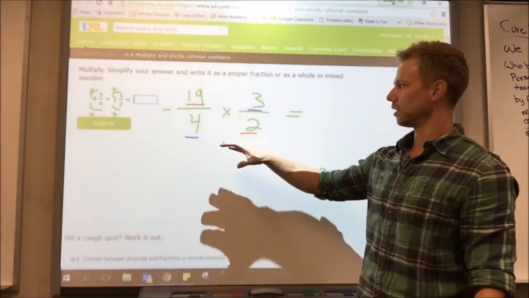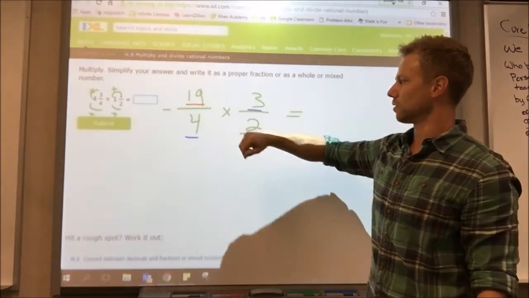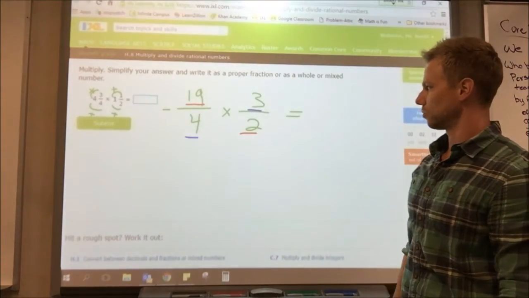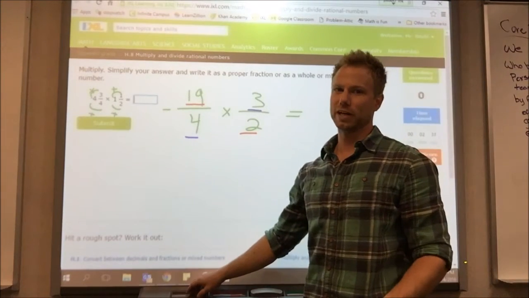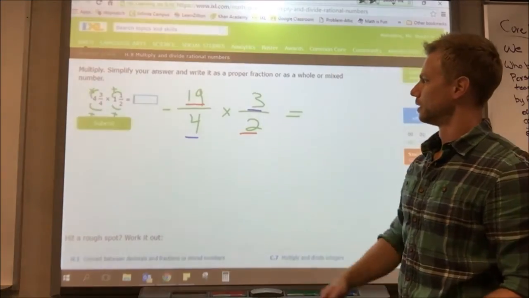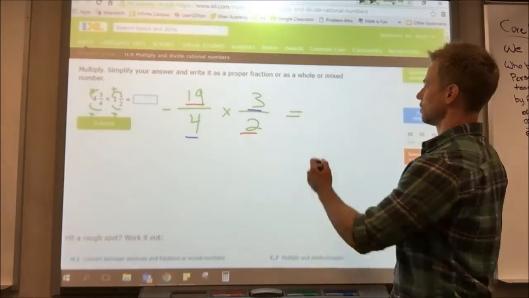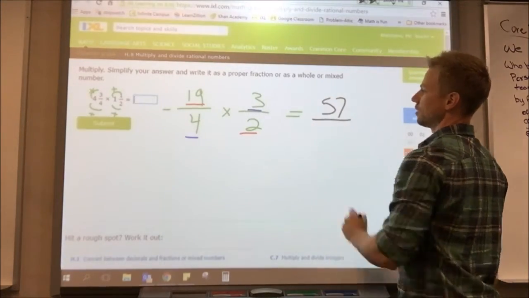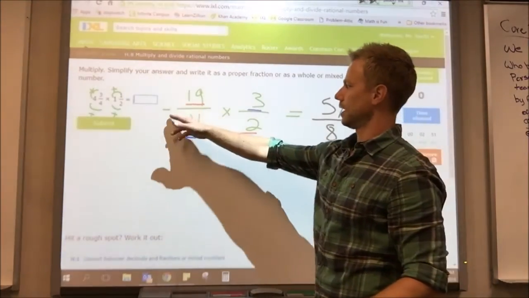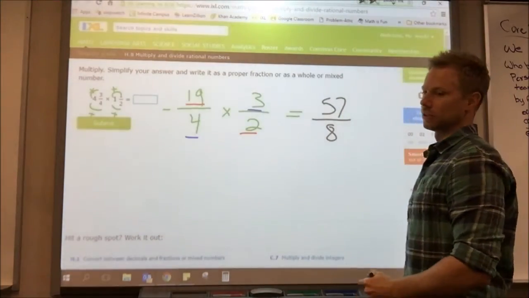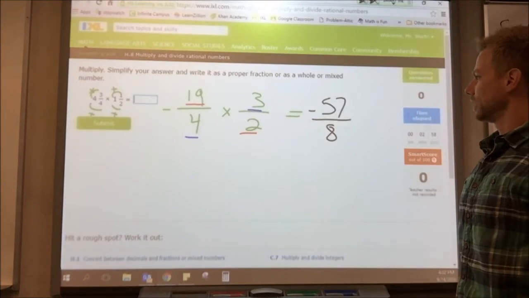So I can't reduce anything. 19 over 4 doesn't reduce because 19 is a prime number. 3 over 2 doesn't reduce because 3 is a prime number. So there's no canceling or simplifying I can do before I multiply. So then all I have left to do is multiply. So 19 times 3 is 57. 4 times 2 is 8. And a negative times a positive always becomes a negative.